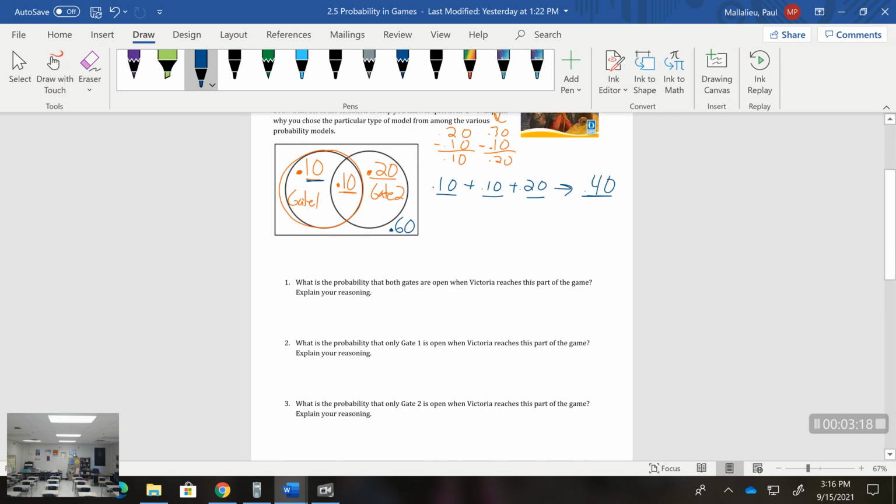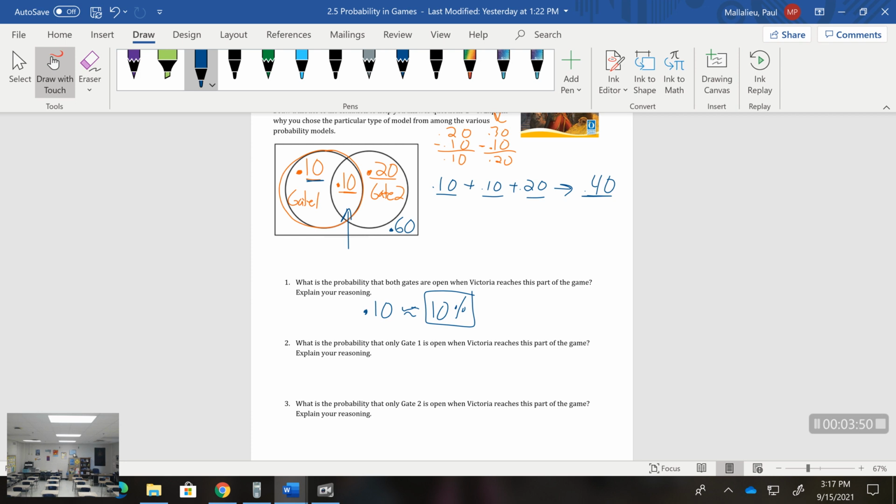What's the probability that both gates are open when Victoria reaches this part of the game? So what's the probability that both of the gates are open? We would take the information that we just saw, where the game is programmed so that both gates are opened 10% of the time. So you could say 0.10 or 10% of the time that the gates are both going to be open.